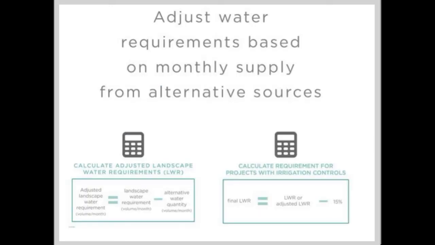The next step is to calculate Adjusted Landscape Water Requirements, or LWR, using equations 1 and 2. The volume of water obtained from any alternative sources can be determined from historical data or, for municipally supplied treated wastewater, from utility bills.